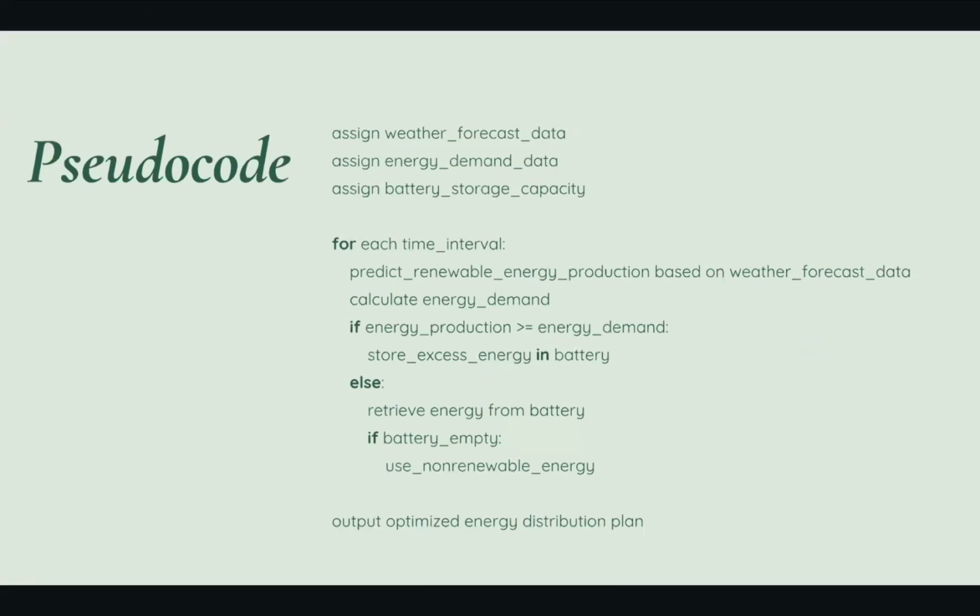My name is Amanda Kirana Sari, and I would like to explain about the pseudocode and Big O notation. This pseudocode outlines an energy distribution system that predicts renewable energy production, calculates demand, and manages battery storage. If production exceeds demand, excess energy is stored, otherwise, stored energy is used. If the battery is empty, the system resorts to non-renewable energy, ensuring efficient and sustainable energy use. Next.